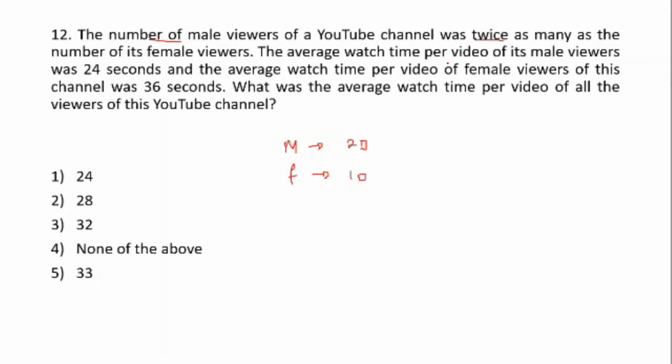And the average watch time for the male viewers was 24 seconds. So you can multiply this by 24 seconds, which is 48 seconds in total. Well, the average watch time of the female viewers was 36 seconds. So that means 36 units. The question asks, what was the average watch time per video of all the viewers? So to get the average, we can add the watch time of male and female. So that's equal to 84. Then 84 units divided by the total number of units, which is 3 units, and that's equal to 28 seconds. Option 2.